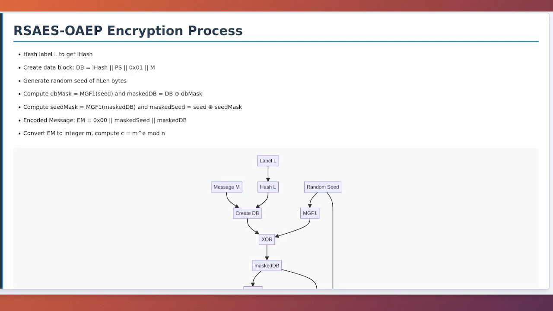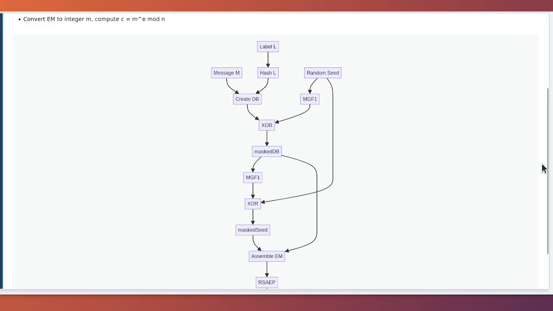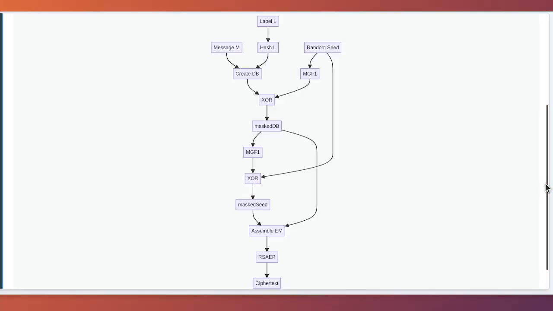Step 1 is length checking. You verify that the message length is at most k-2 h-len-2 bytes, where k is the length of the modulus in bytes, and h-len is the hash output length. For example, with a 2048-bit key and SHA-256, k is 256 bytes, and h-len is 32 bytes, so the maximum message is 190 bytes. If the message is too long, the encryption must fail immediately.